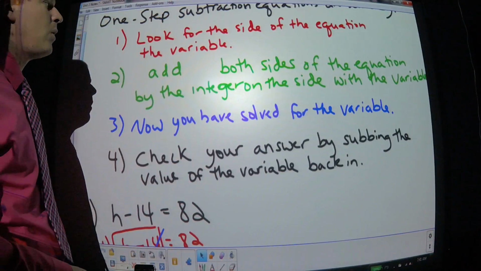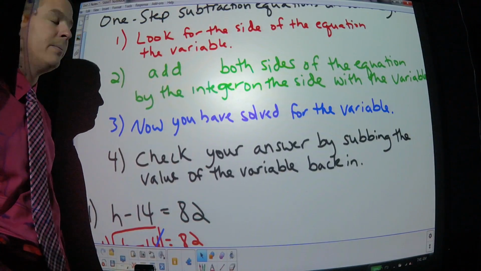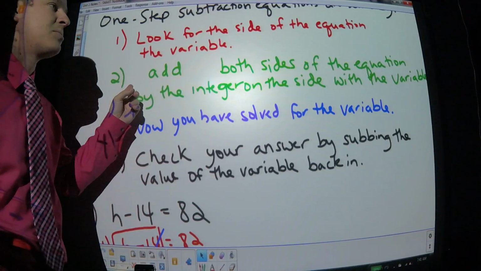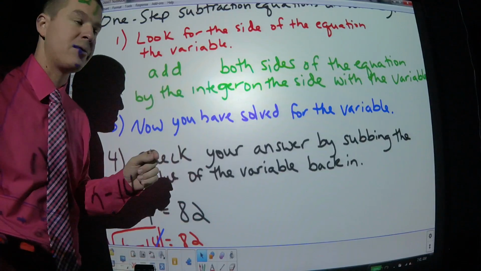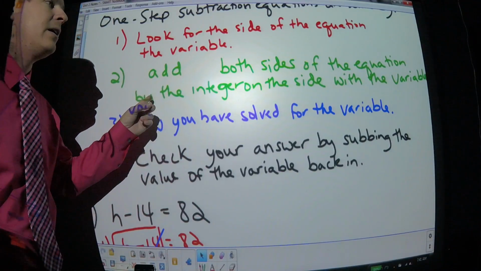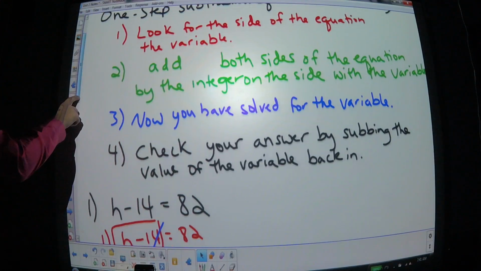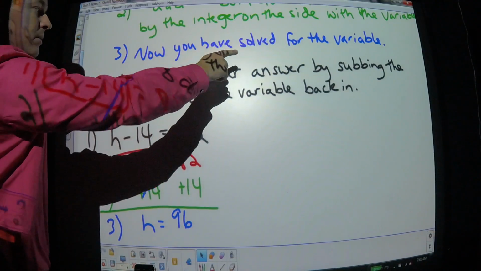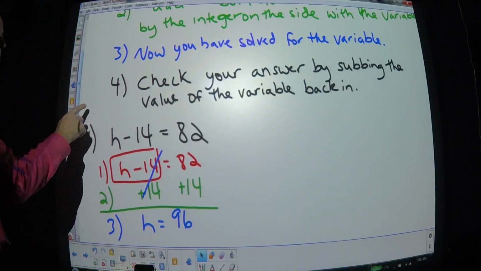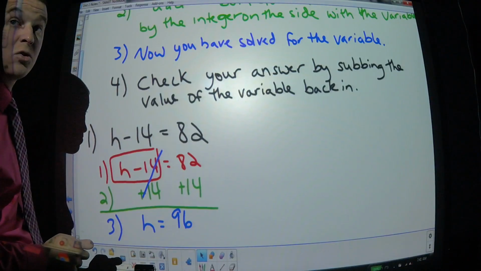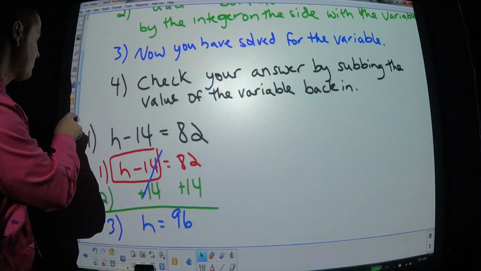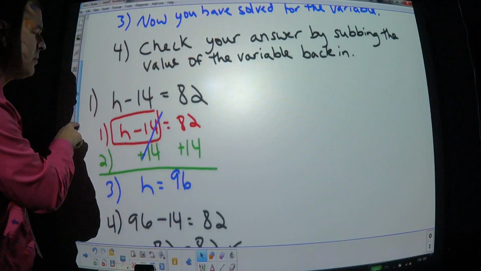Step one is still to look for the side of the equation with the variable. Step two, instead of subtracting the integer from both sides, we're going to add the integer to both sides. Then step three, that means that we have now solved for our variable. And then step four, we're going to substitute in for the value and make sure that our solution is correct. Let's look at a couple of examples.